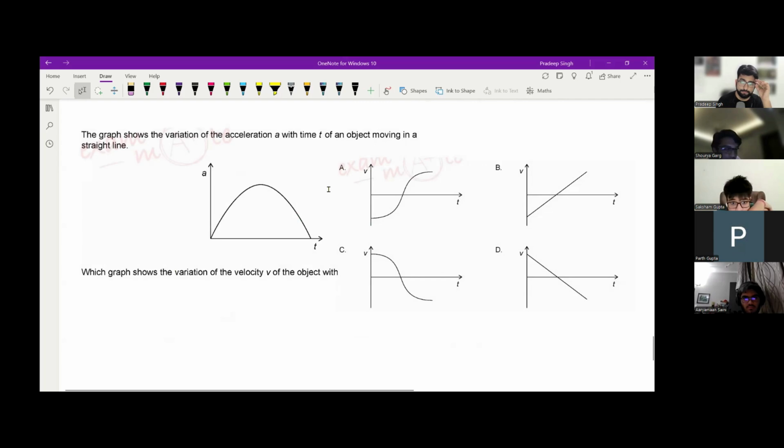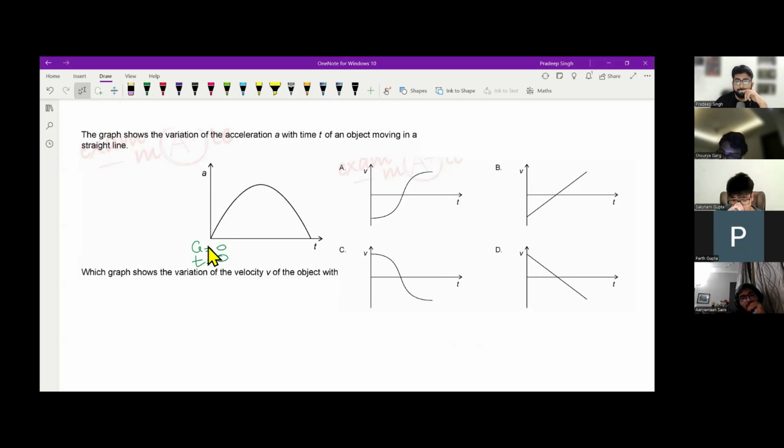Why A? Because there's zero acceleration, right? It's starting from zero acceleration. Yeah, it starts from zero. Let me write. Acceleration is zero at the starting point. Now what do you do? Wait, no. It won't be A. Sorry, just give me 2 seconds.